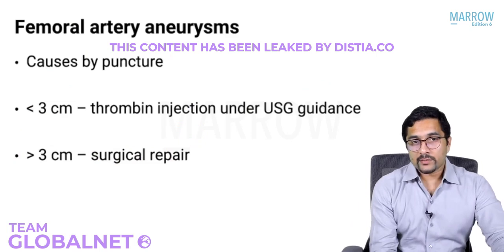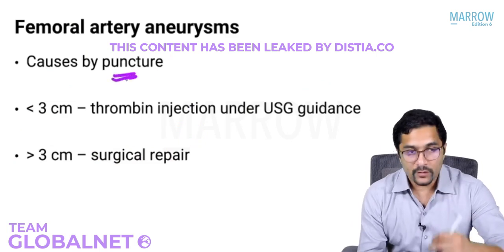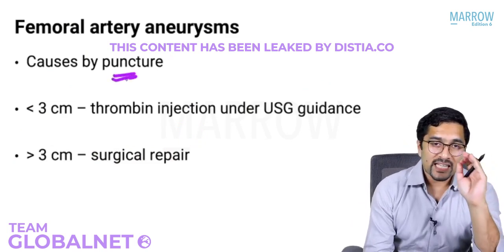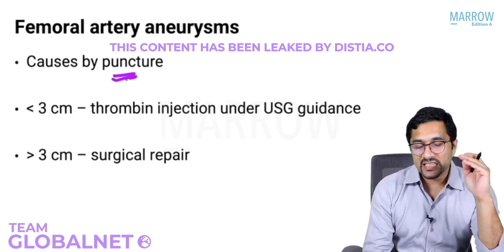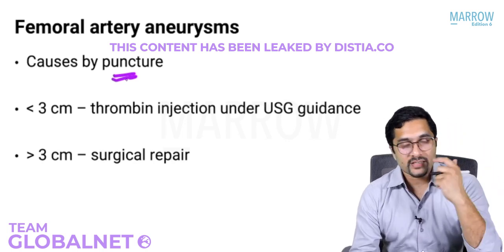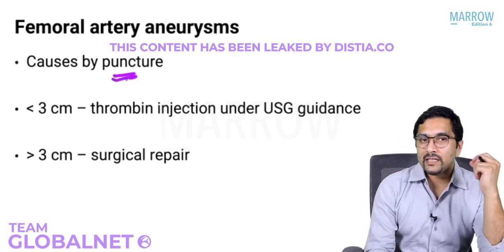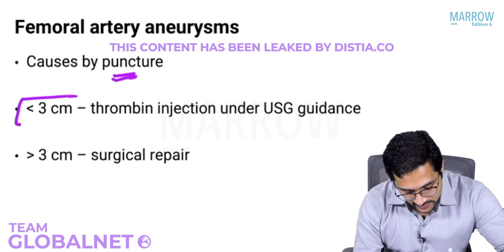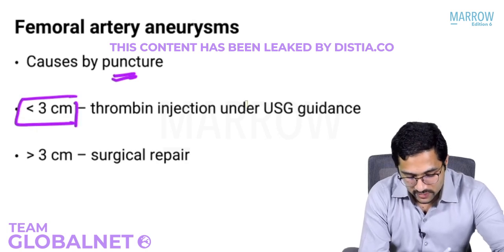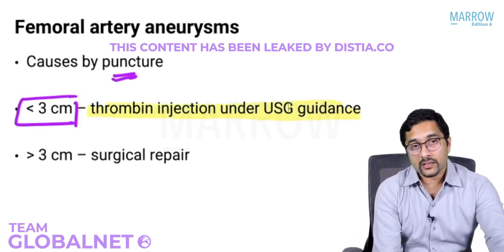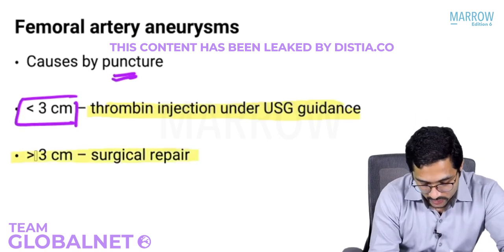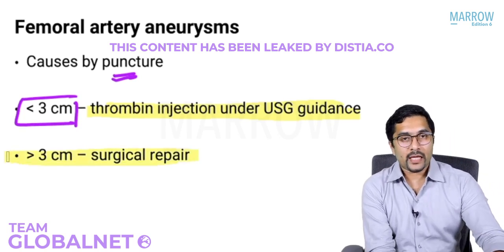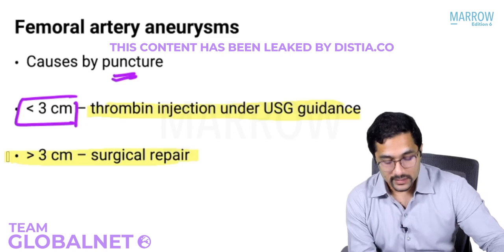Femoral artery aneurysms are caused by puncture. So if you are puncturing it for cannulating it or puncturing it for some procedure, that can give rise to femoral artery aneurysms. And the critical diameter for femoral artery aneurysms is 3 centimeters. If it is less than 3 centimeters, the treatment is thrombin injection under ultrasound guidance. If it is more than 3 centimeters, then we have to carry out surgical repair in these patients.